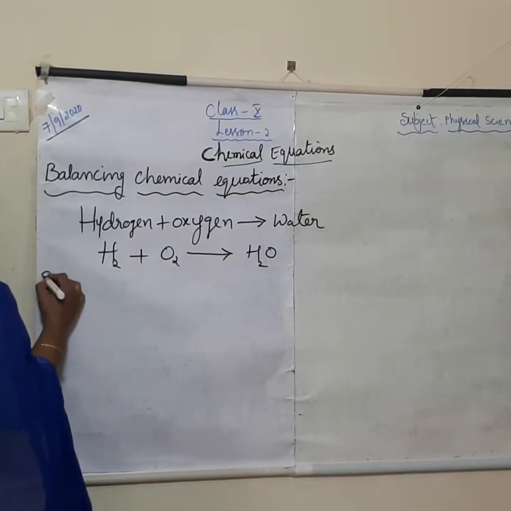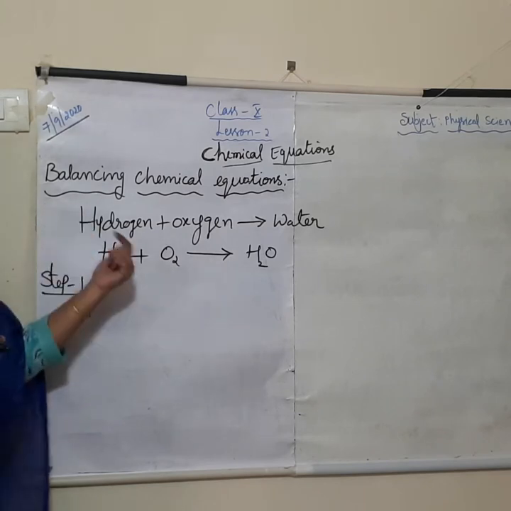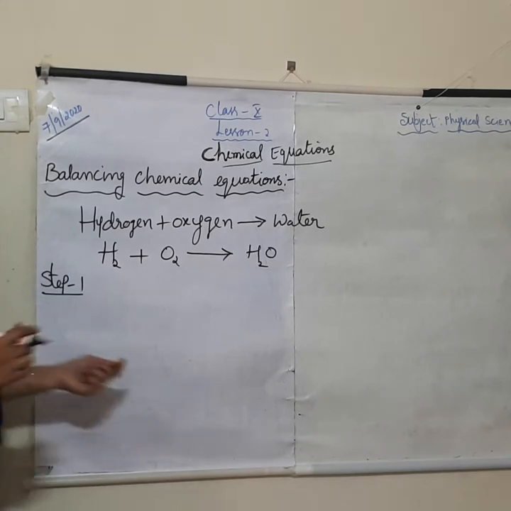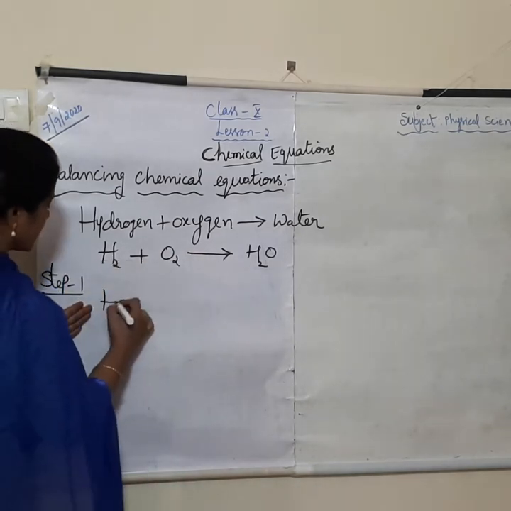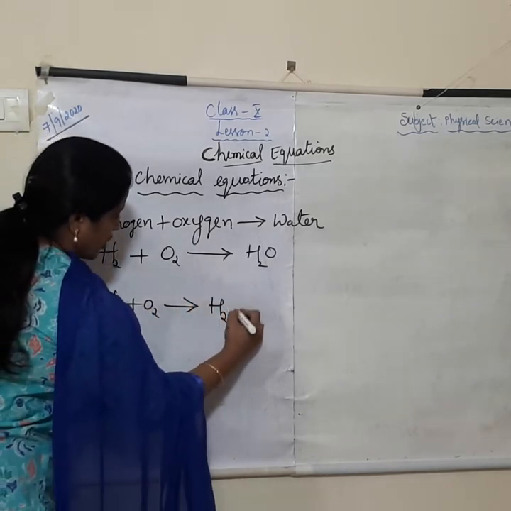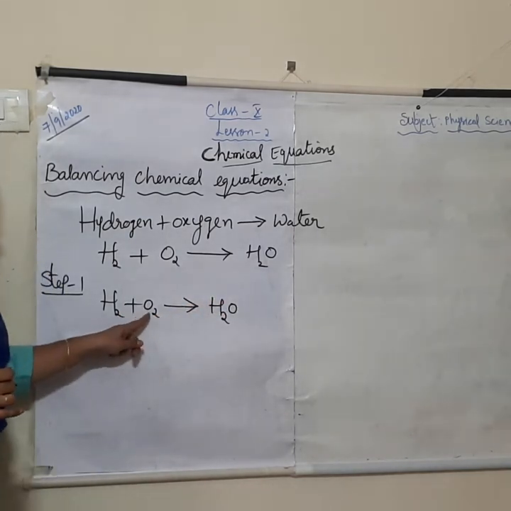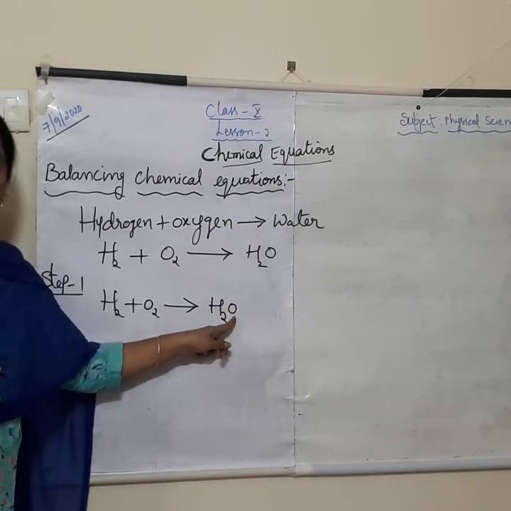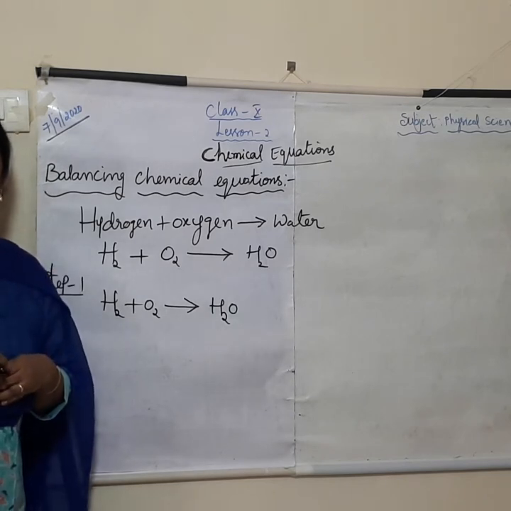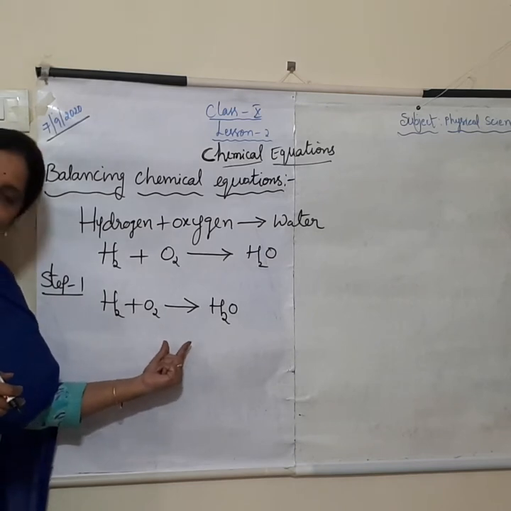Now step 1. What is step 1? What reaction is taking place, that you must write in step 1. So here in step 1, first I am writing hydrogen plus oxygen gives rise to water. In this, it is not balanced. See, here oxygen 2 are there, on the product side only 1 is there. So it is not balanced. So in step 1, always we will take the unbalanced equation only. We will take that unbalanced equation and start balancing that.